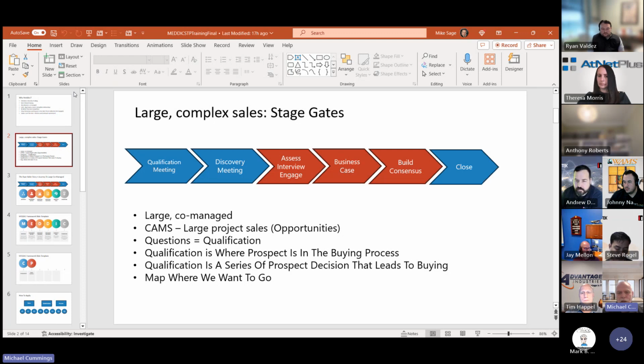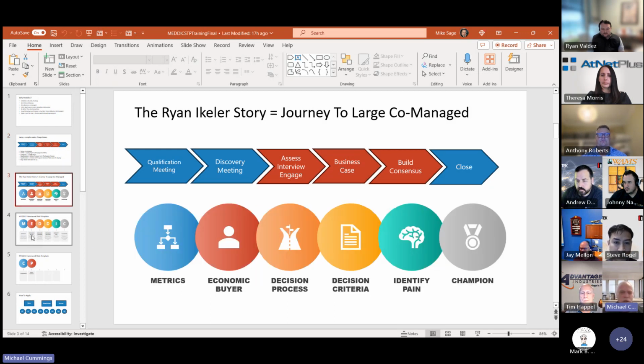Right, so MEDDIC is the qualifications or the attributes we're looking at each of these steps in the sales process to tell us, are we moving forward? Is this really qualified? What do we have to change to make it more qualified? And what do we have to change in order to make it more likely that we're going to be the one that's selected at the end? So again, it's not a process. It is a set of attributes we're looking at as we go through this process.